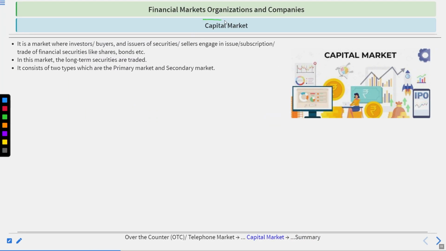Now the capital market. It is a market where the investors, buyers, issuers of securities, and sellers engage in the issue, subscription, and trade of financial securities like shares, bonds, etc. They all are here in the capital market. In this market, only long-term securities are traded, the securities which have a maturity of more than 1 year or 364 days.